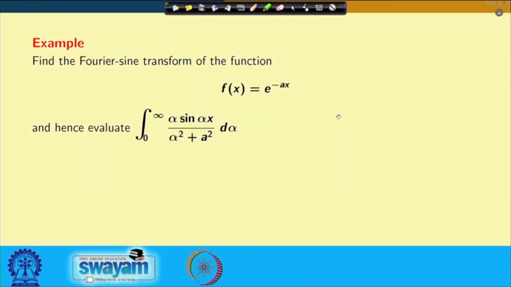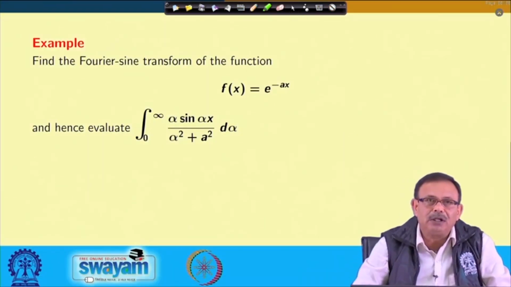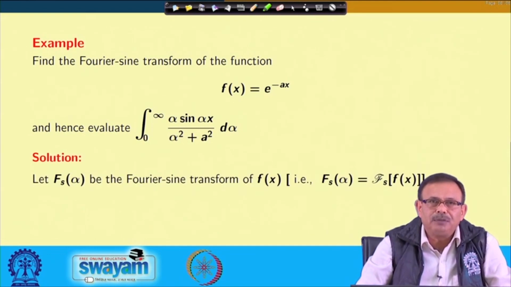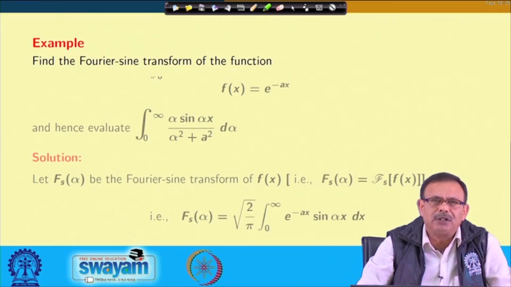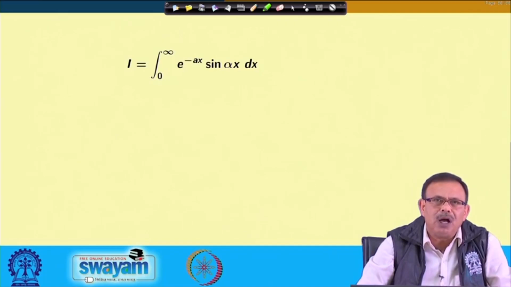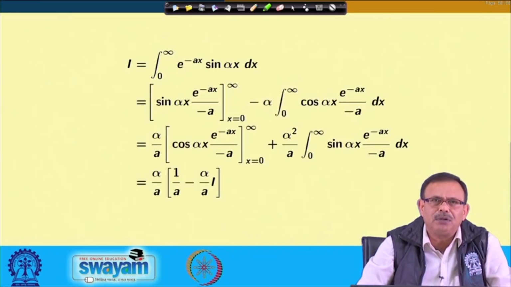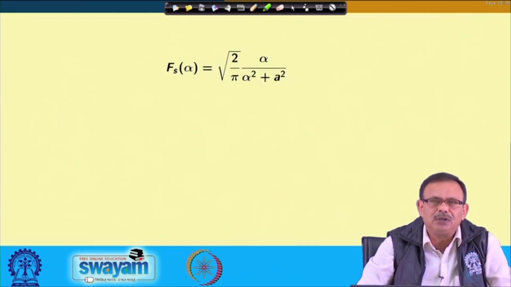So, let us see over here that this is the problem. f_s is the Fourier sine transform. From the definition we can write down e power minus a x into sine alpha x. I am evaluating the integral as we have shown, and ultimately we obtain the value of the integral as alpha by alpha square plus a square. Once I obtain this, I obtain the Fourier sine transform of the function as root over 2 by pi into alpha by alpha square plus a square.